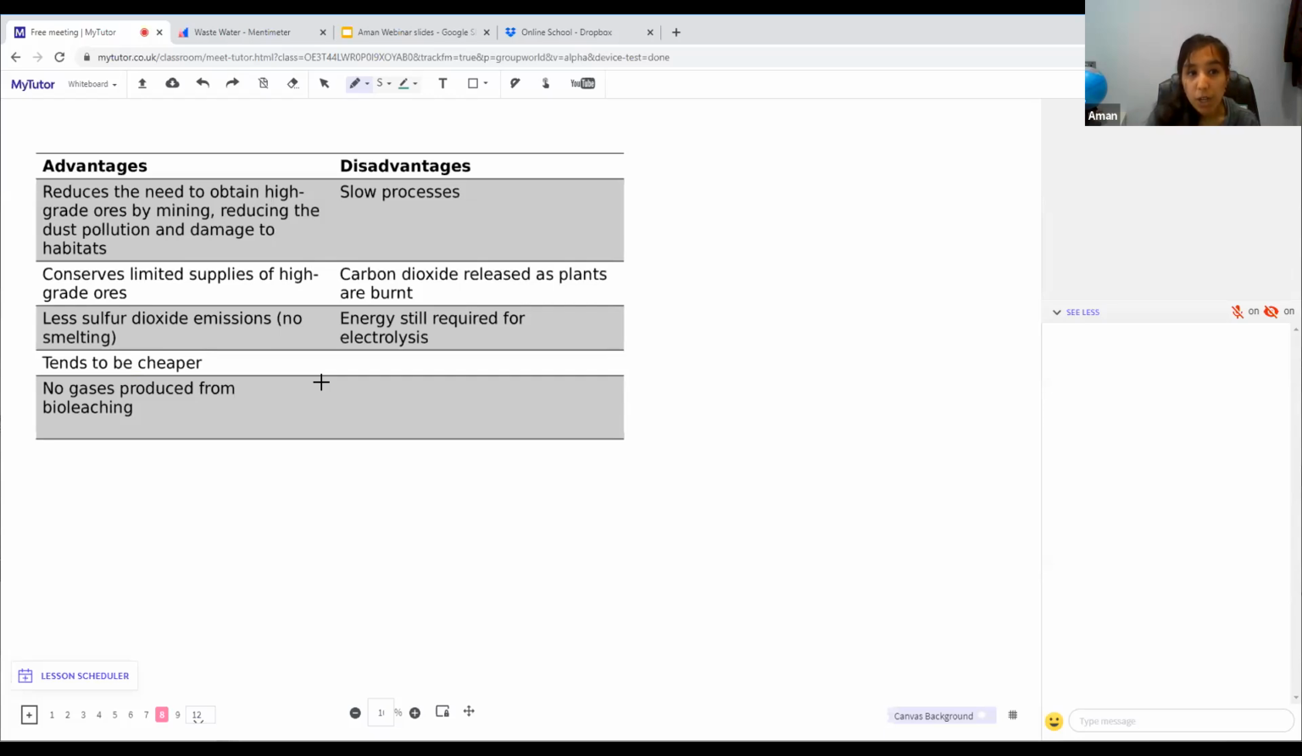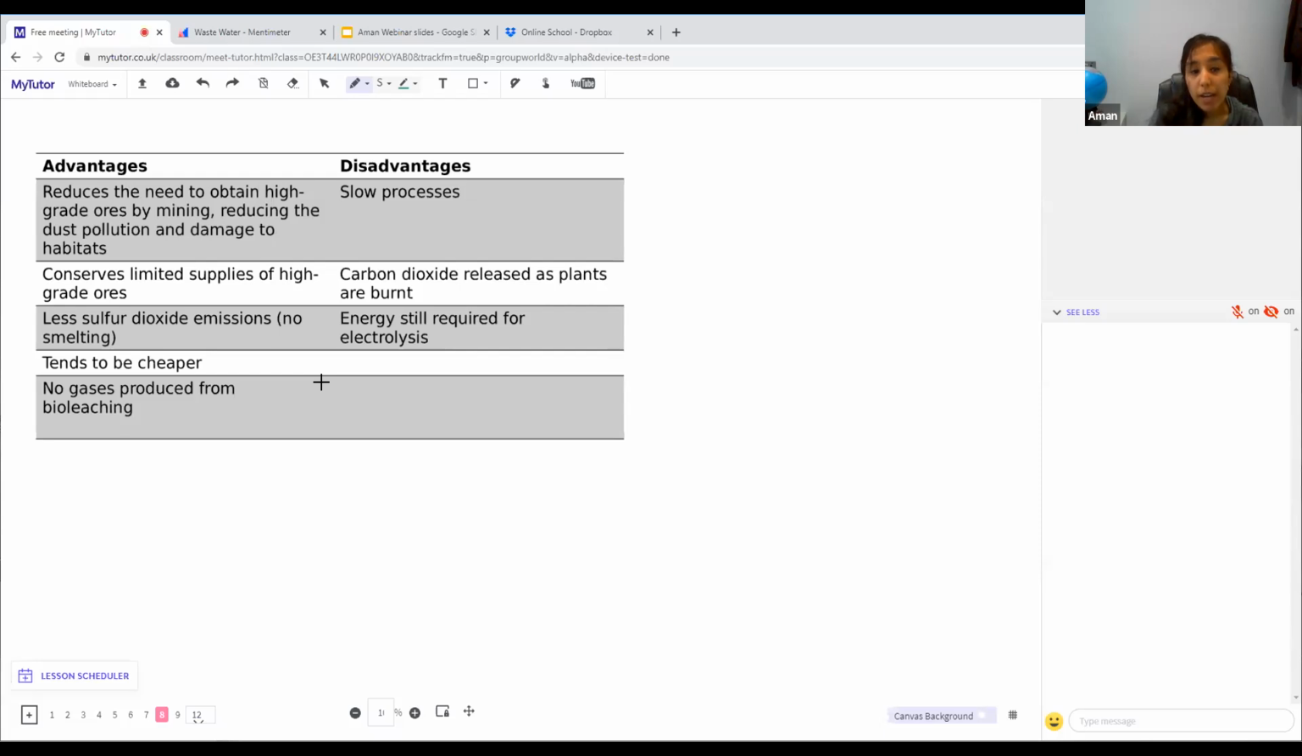There is still sulfur dioxide released, and that is because in phytomining, we have to add sulfuric acid to our plants once they've been burnt, and that will release sulfur dioxide. So there is still some sulfur dioxide emissions, but much, much less than when we do smelting. It tends to be cheaper, so the bacteria and the plants are much, much cheaper to use. With bioleaching, there are no gases produced, so it's all natural, so there's no atmospheric pollutants, so that makes it a really good advantage of bioleaching.